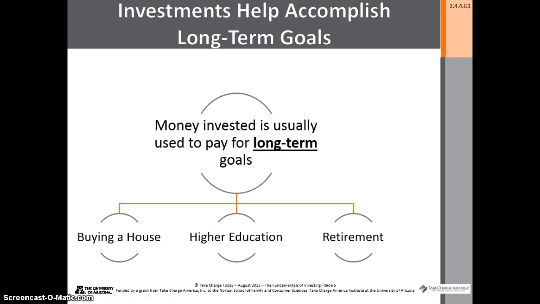Investments help accomplish long-term goals. So investments are more for long-term goals. Not saying that savings cannot help us in the long term, but if you are comparing the two, these are more long-term goals. Things like buying a house, higher education, and retirement. So for now, what I'm doing is I'm investing for my children with higher education, and I'm also working on my retirement at the same time.